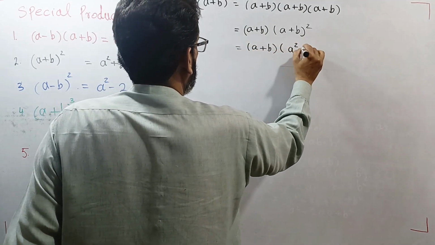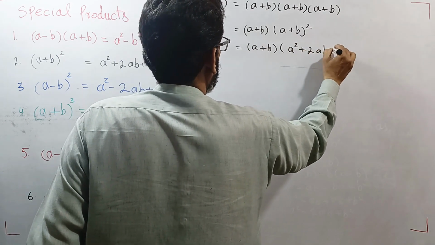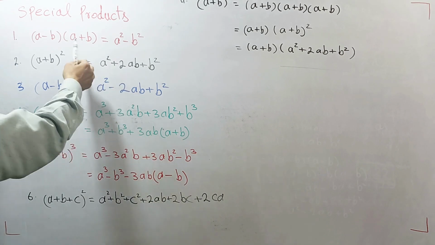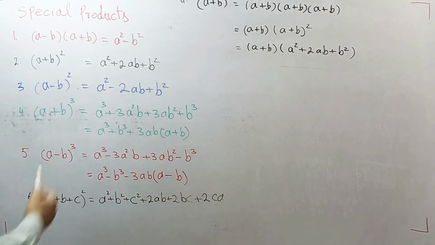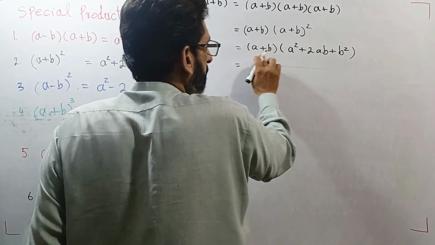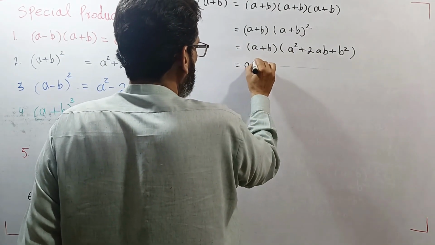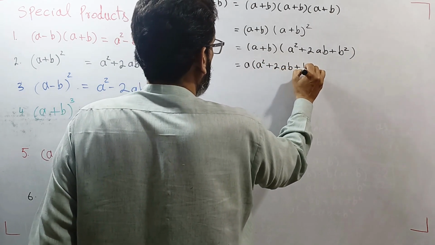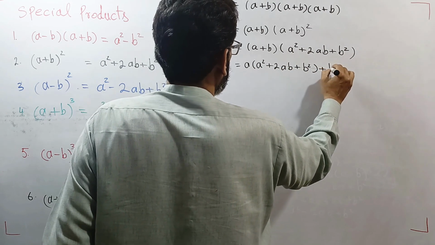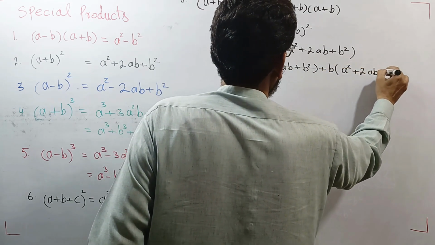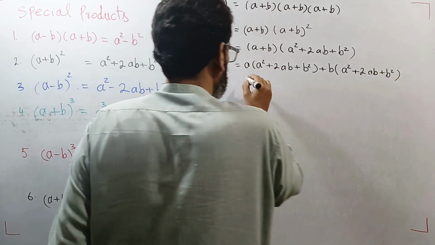a square plus 2ab plus b square. This formula is called perfect square. It is difference of squares. Now we multiply this expression with this: a into (a square plus 2ab plus b square) plus b into (a square plus 2ab plus b square).